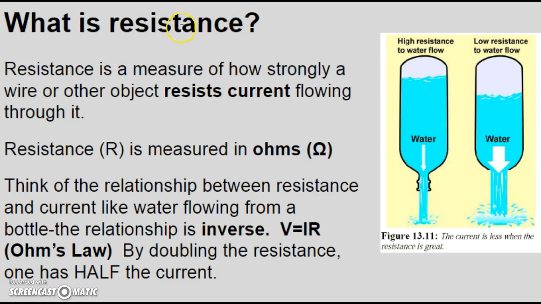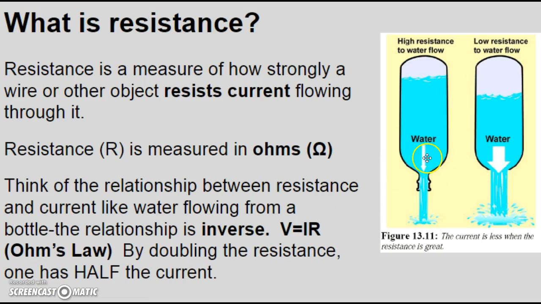So what is resistance? Well, resistance is a measure of how strongly a wire or other object resists current flowing through it. Resistance, capital R, is measured in ohms by the symbol omega. Think of the relationship between resistance and current like water flowing from a bottle. The relationship is inverse, where voltage equals current times resistance is what we've defined as Ohm's law. By doubling the resistance, one has half the current.